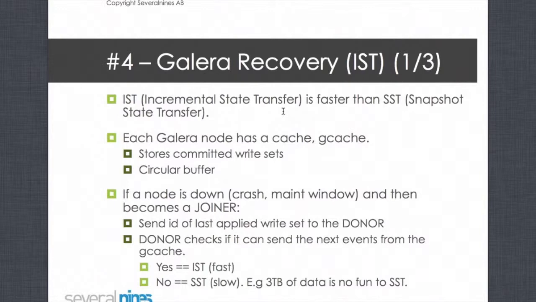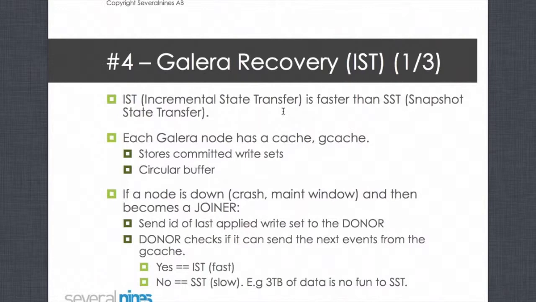The Gcache is a fixed size buffer that you set up when you start the node. You decide how big it should be. By default, it's 128 megabytes. And it's a circular buffer. It doesn't grow or shrink, so eventually it will overwrite all data again. What is stored in this cache are committed write sets that have happened on this node.